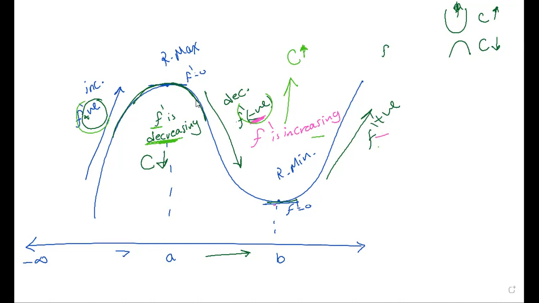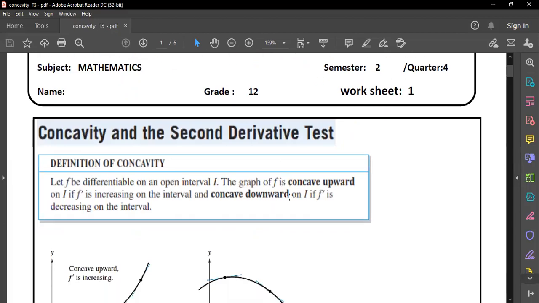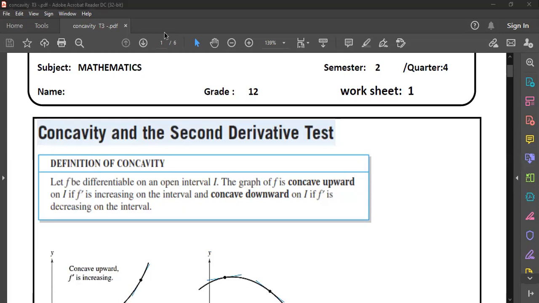Okay, let's begin our lesson. Here is the definition of concavity. Let f be differentiable on an open interval I. The graph of f, the given function, is concave upward on a given interval if the first derivative is increasing on this interval, and concave downward if the first derivative is decreasing, as I showed you before.